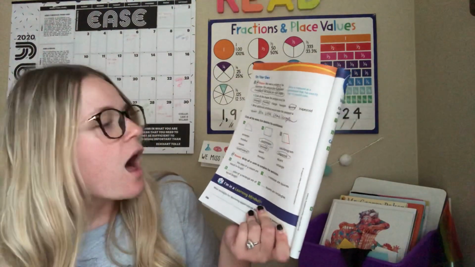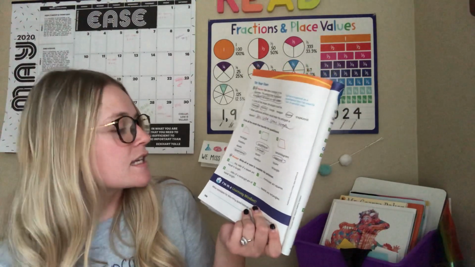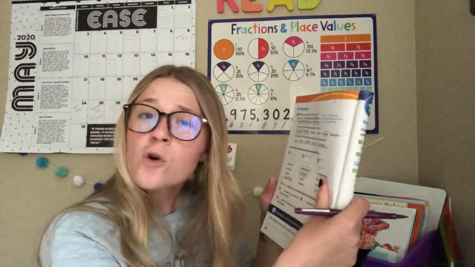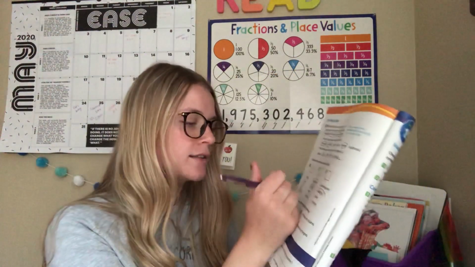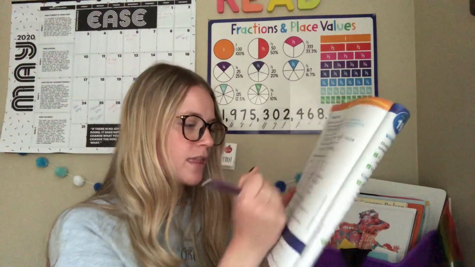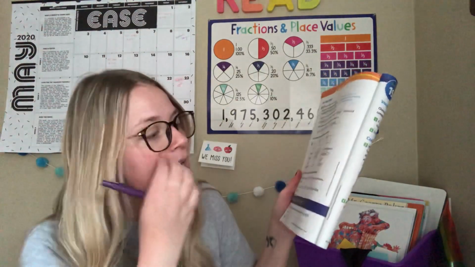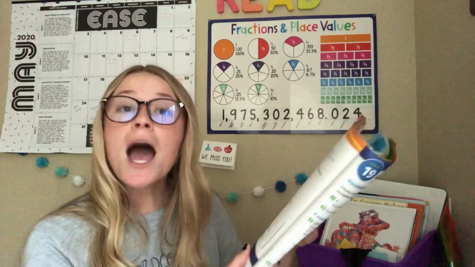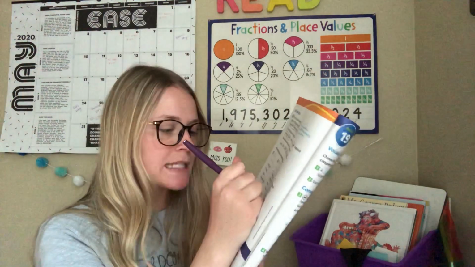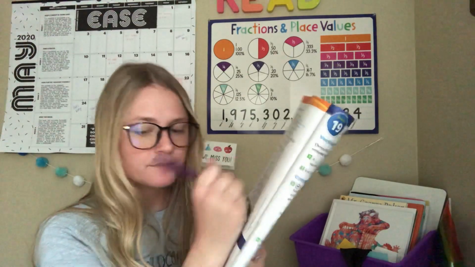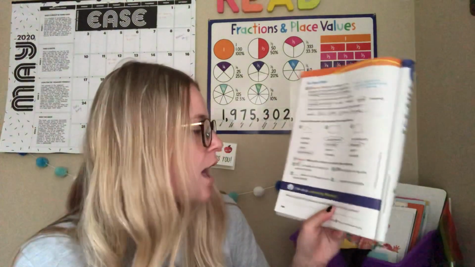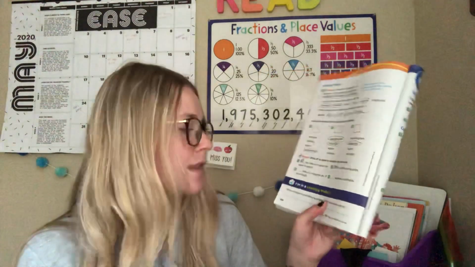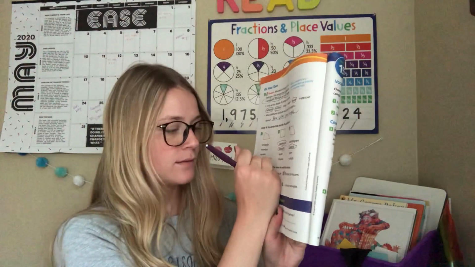Okay. Write all or some to complete the sentences. Blank, the sides of a square are equal in length. Some or all? All. All the sides of a square are equal in length. Number 7. Blank rhombuses are squares. Some. Some rhombuses are squares. Blank sides of a rectangle are of equal length. That again would be some, right?